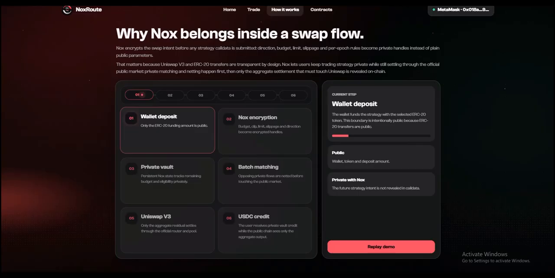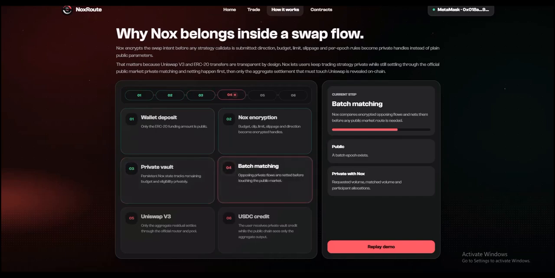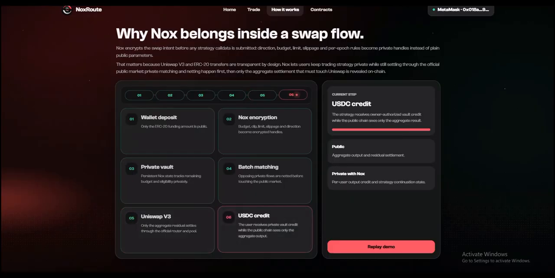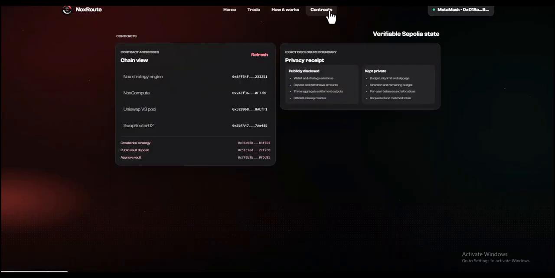NoxRoute does not claim that wallets, deposits, or final settlement calls disappear. Those remain public. What Nox protects is the exploitable strategy layer. Direction, budget rules, limits, requested volume, internally matched volume, remaining balance, and owner-only allocations. That is why Nox belongs inside the swap flow.